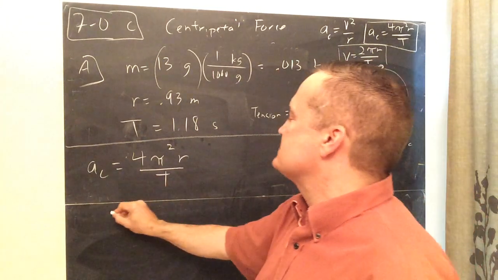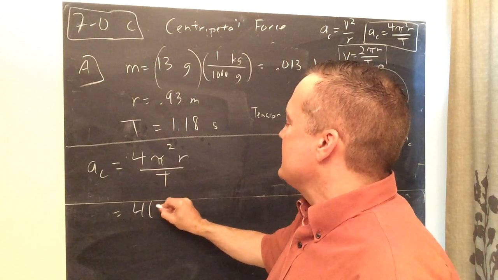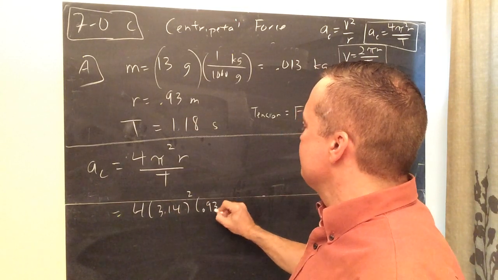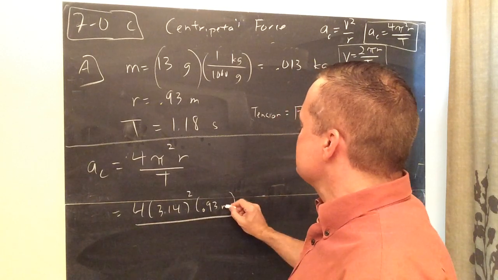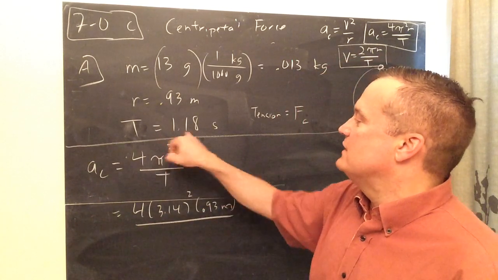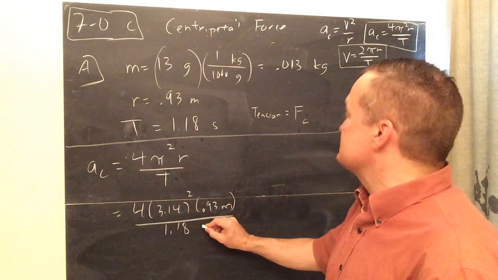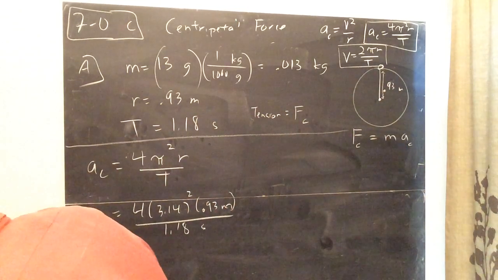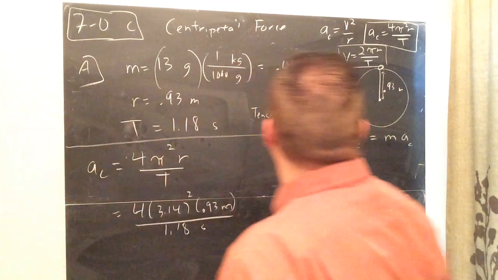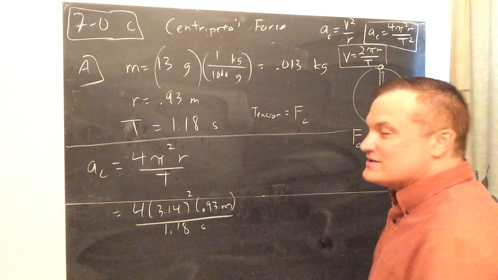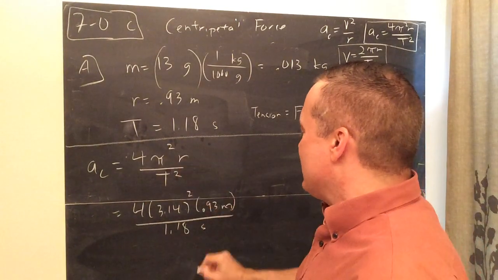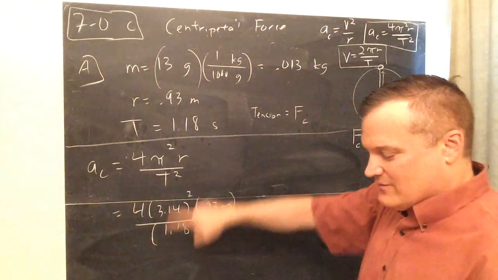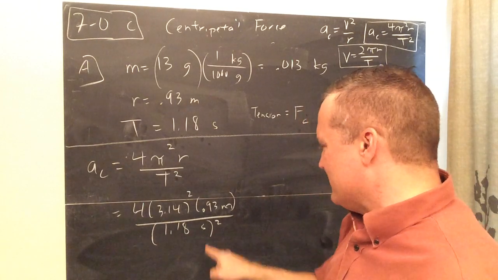So the acceleration is 4 pi squared r, where pi is 3.14, and we're going to square it, and the radius is 0.93 meters, divided by the period, 1.18 seconds. Oh, wait a minute. Oh boy, I almost forgot my own equation. Is it 4 pi? Yeah, it's T squared. I'm glad I remembered before I just did it. 1.18 has to be squared on the bottom. I forgot to write it in the equation, but then I looked on my paper real quick and knew there was something weird there.